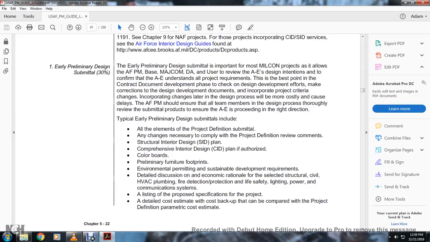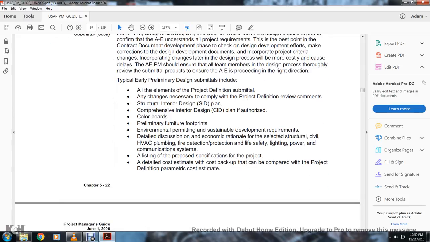The Air Force program management should ensure that all team members in the design process thoroughly review the middle product to ensure the Air Force engineering proceeds in the right direction.